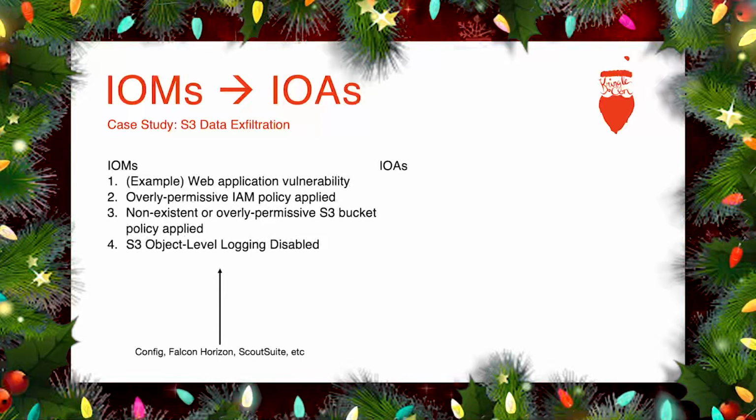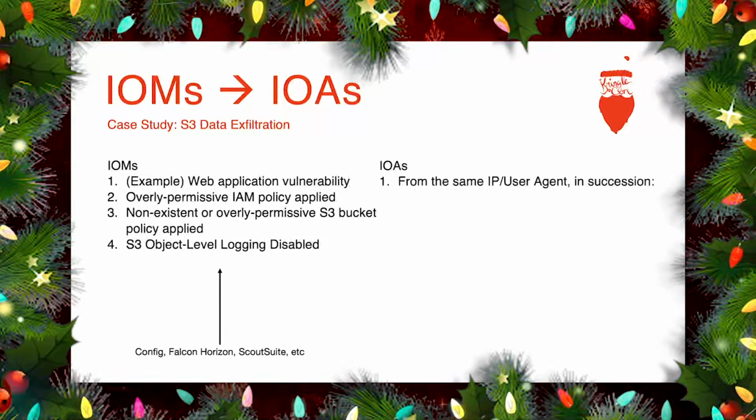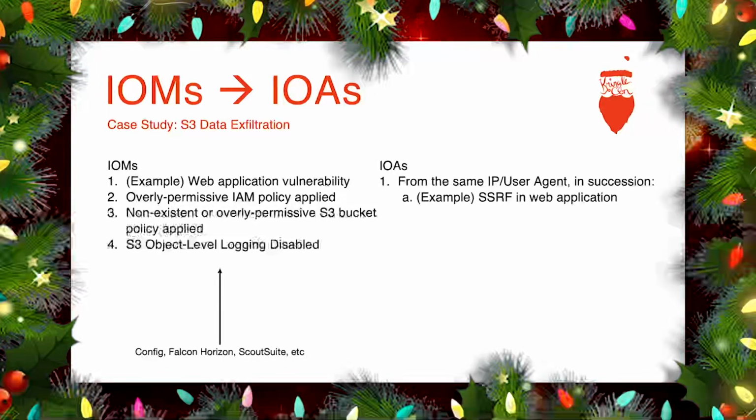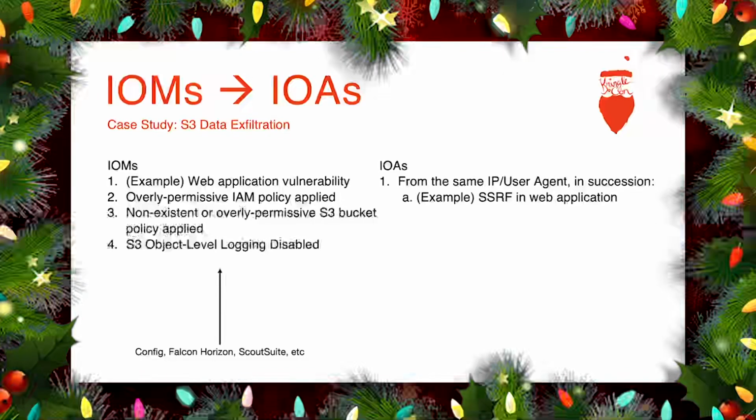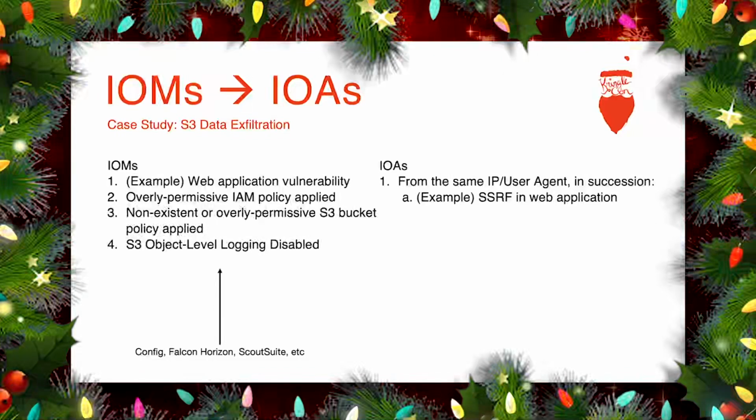But there are also IOAs taking place here. So we're going to assume they're all coming from the same IP address and user agent because this is the same attacker. And all these calls are going to be in a row. So for that entry point, which said it's a server-side request forgery in a web application, basically they steal the credentials from the EC2 instance metadata service.